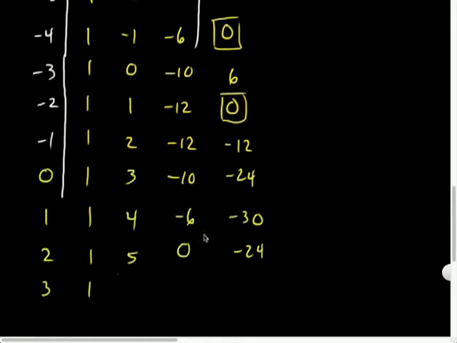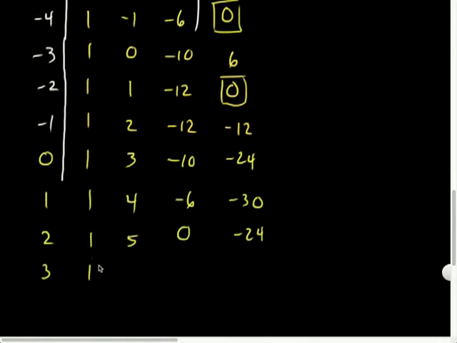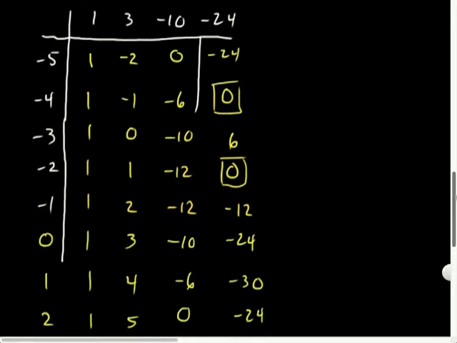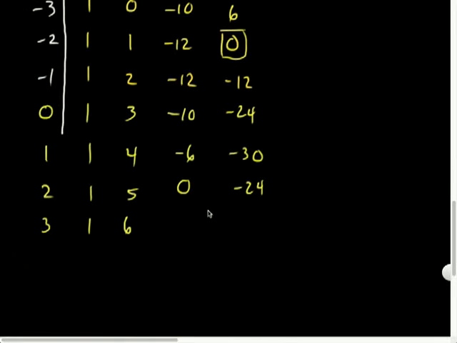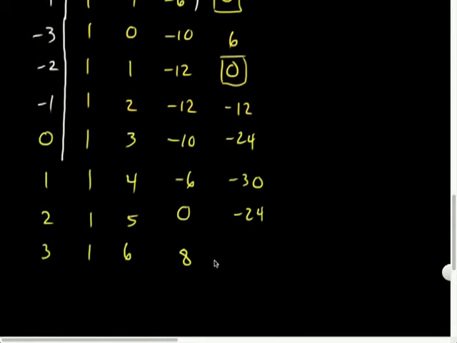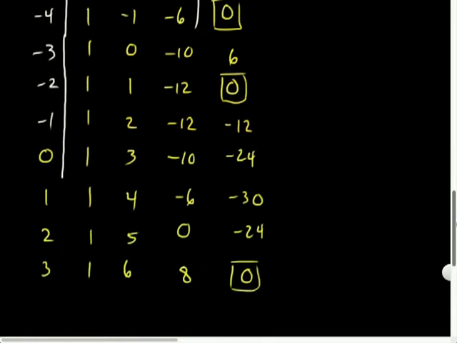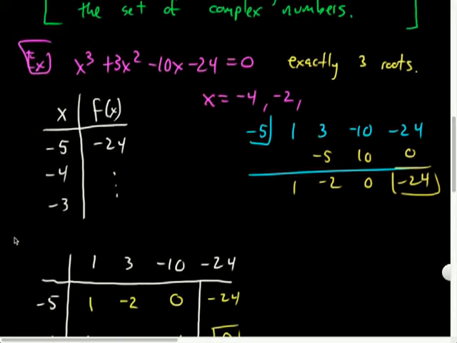So 3 times 1 is 3. With a 3 is 6. 3 times 6 is 18. Wow, brain fried. And -10 is positive 8. 3 times 8 is positive 24 with a -24. We found it. We did it. So let's see, our other 0 occurs at 3. Okay?